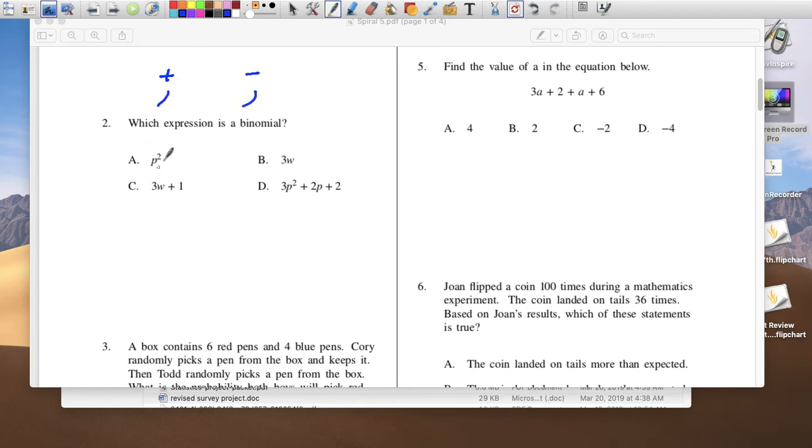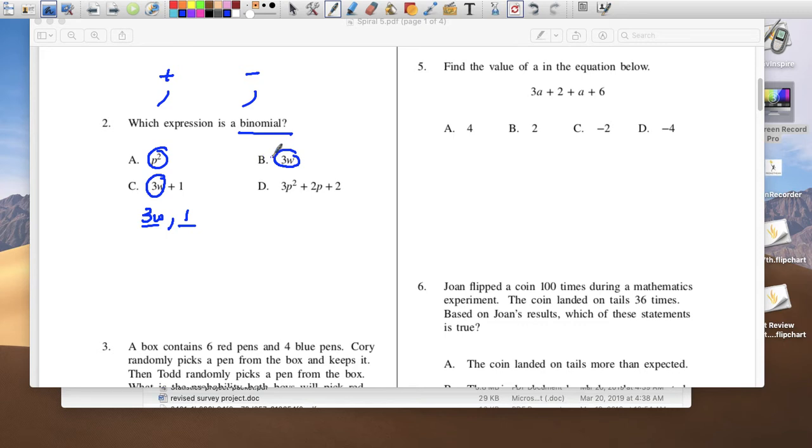So PW is just a monomial because it's made up of one term. 3W also is made up of one term. 3W plus 1, well, there's one term and there is an addition sign. So think of it as 3W in a way, comma 1. So we have 2 terms here. So that is a binomial. And a binomial, obviously, think of the prefix bi, bicycle, 2 wheels.